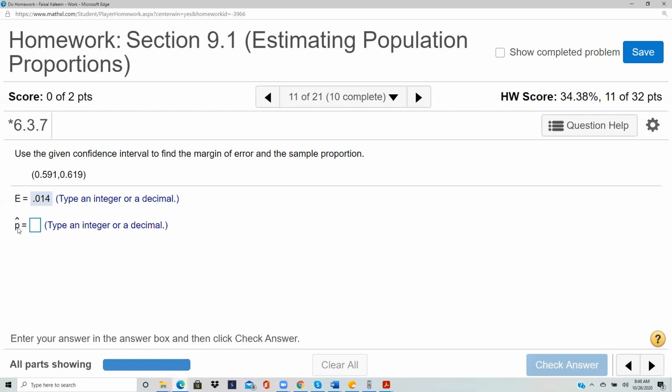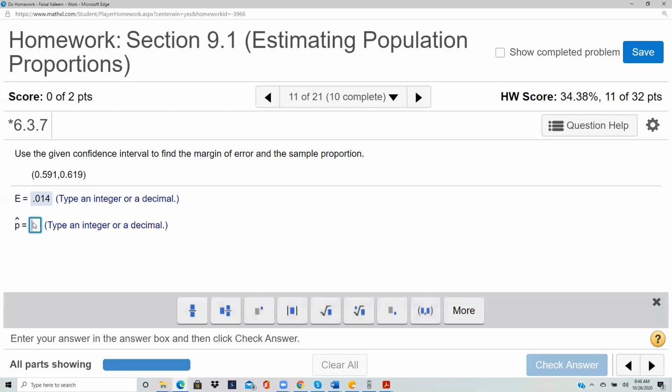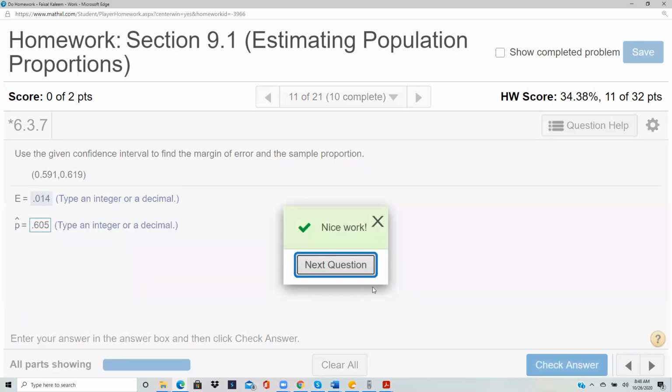And p hat is the point estimate. So point estimate is the midpoint. So you take the midpoint of this interval by adding the two numbers and dividing by 2. So when we add them, let's see, what do we get? You add them and you divide by 2, you will get 0.605. And p hat is the symbol for sample proportion or point estimate, and that's the midpoint of the confidence interval.